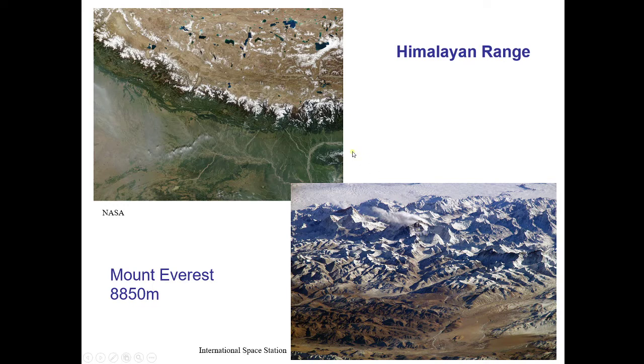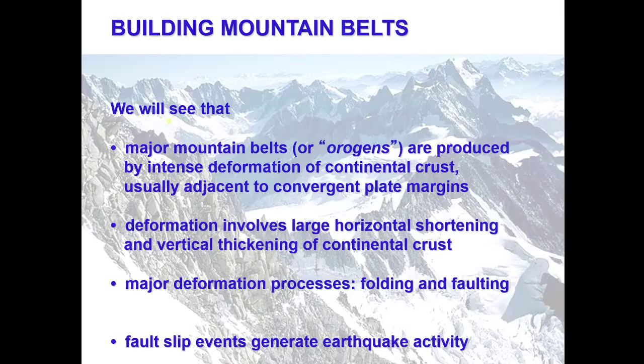And you can see how the Himalayas sit way high above the plains to the south. Amazing shot from NASA, from outer space. So major mountain belts or orogens are produced by intense deformation of continental crust, usually adjacent to convergent plate margins. You guys know that. We've talked about that. And obviously we need a huge compression to get all of this stuff to uplift. So it takes a lot of work.